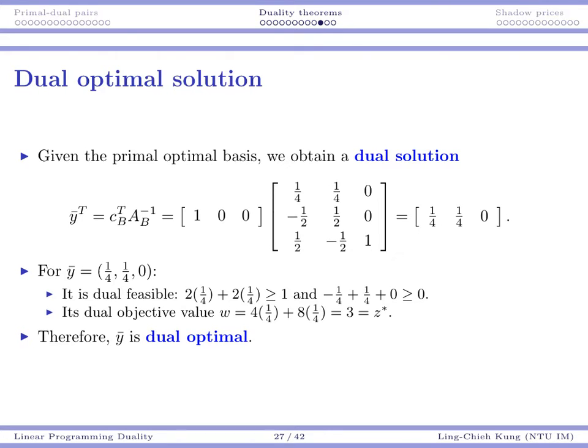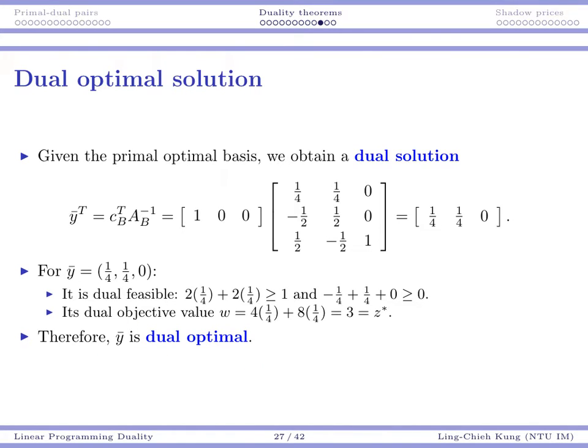And to see that it is optimal, we don't need to solve the dual program, because all we need to know is strong duality. We may plug in this solution into the objective function. We're going to get 4 times 1/4 and 8 times 1/4. We're going to get exactly 3, which is exactly Z star. Then, given that this solution is dual feasible, and its objective value is the same as the primal optimal objective value, we're done. Y bar must be dual optimal.